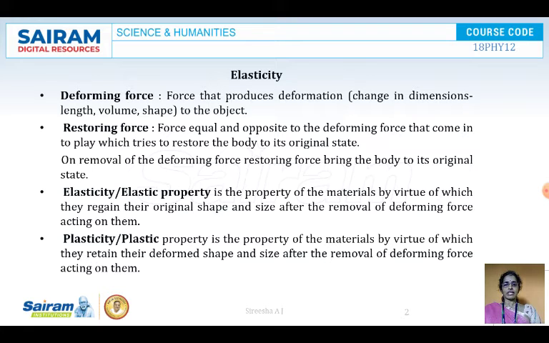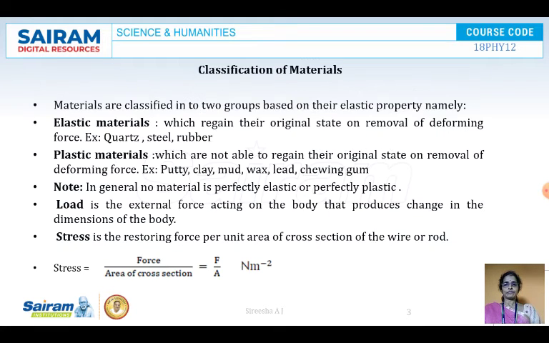That means when there is a change, the change remains permanently. They are retaining their deformed shape. This is very, very important. Deformed shape means the change in shape, and that shape is fixed permanently. Such a phenomenon is called plasticity, or a plastic body.